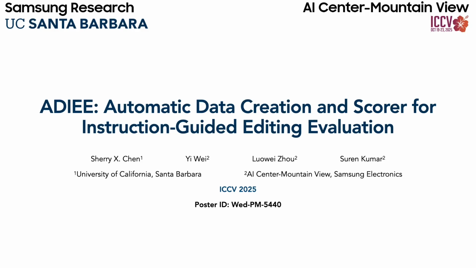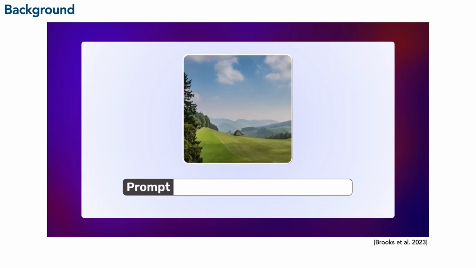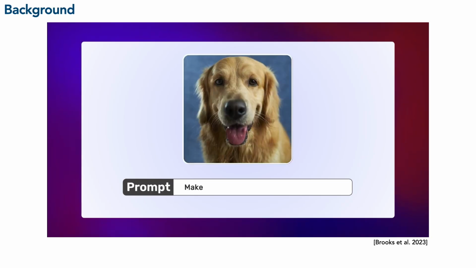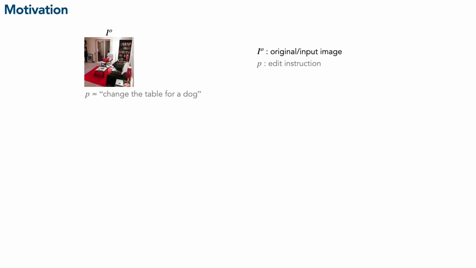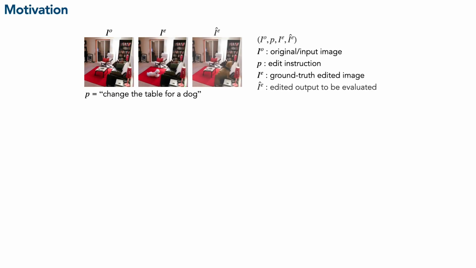We present ADIEE, Automatic Data Creation and Scorer for Instruction-Guided Editing Evaluation. Instruction-guided image editing uses a single natural language edit instruction to describe how the image should be modified. Evaluating these edits is challenging because we need to consider the original image and edit instruction at the same time.